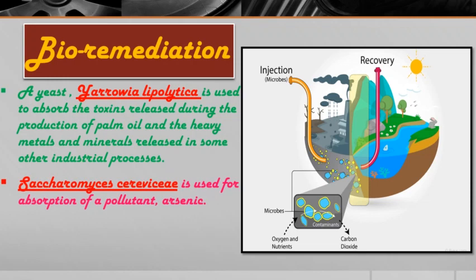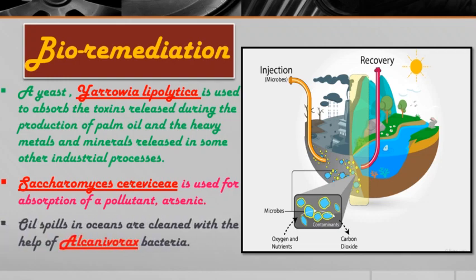Now next, Saccharomyces cerevisiae is used for absorption of the pollutant arsenic. So to absorb, reduce or remove the pollutant arsenic, which is a very dangerous type of pollutant, the Saccharomyces cerevisiae type of yeast can be used.